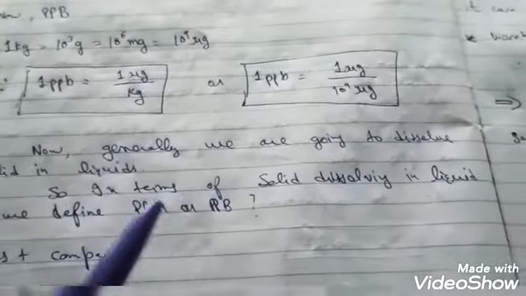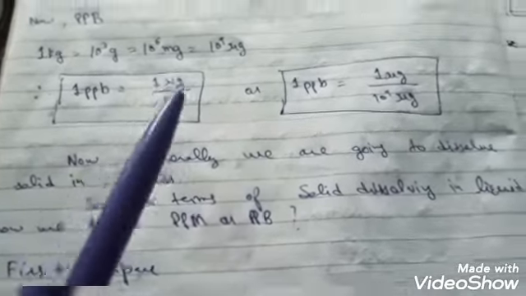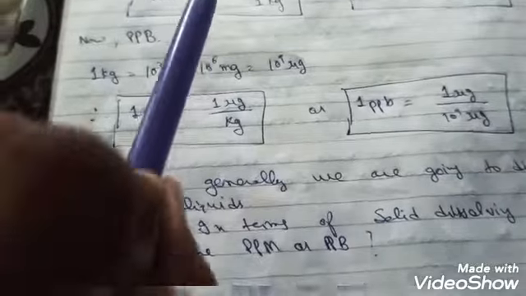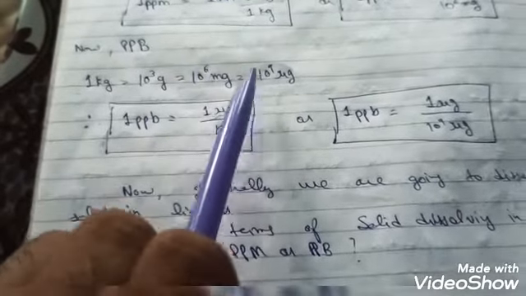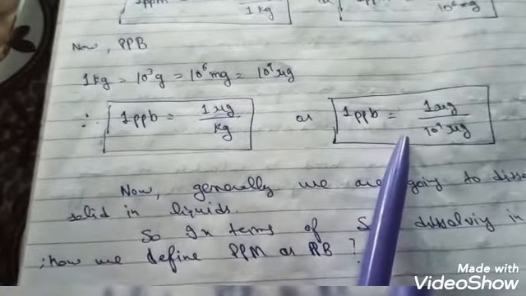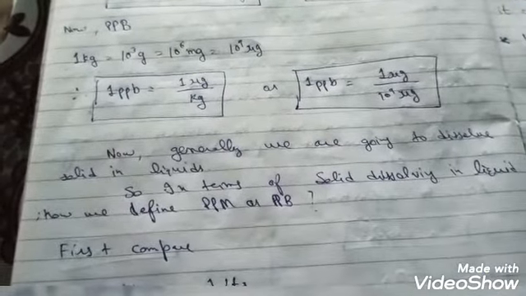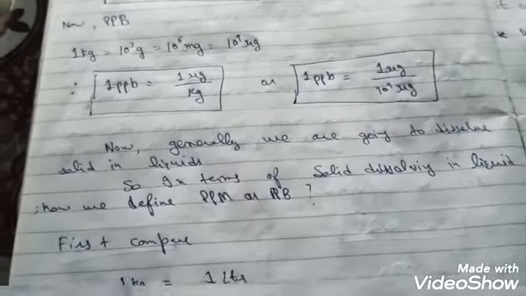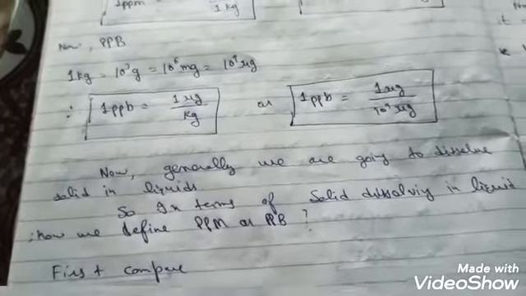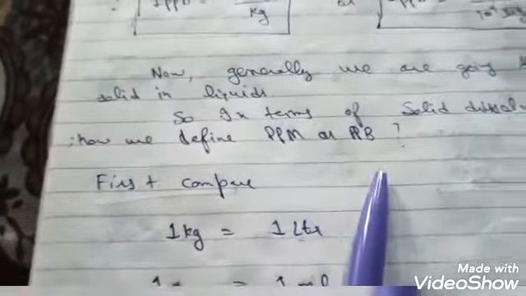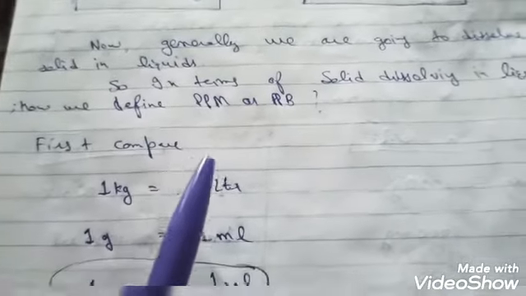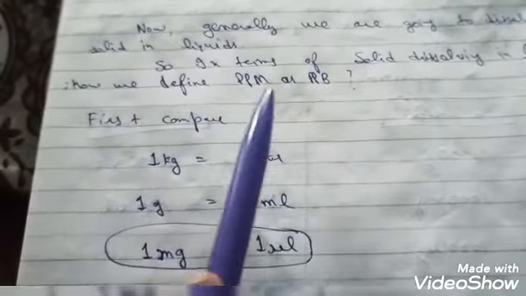Now generally we are going to dissolve solid in liquid. Okay. In mg per kg, we add less solid and less liquid. So what we have to add, we generally add solids in liquid, our mass is always in solid. So in terms of solid dissolving in liquid, how do we define ppm or ppb?